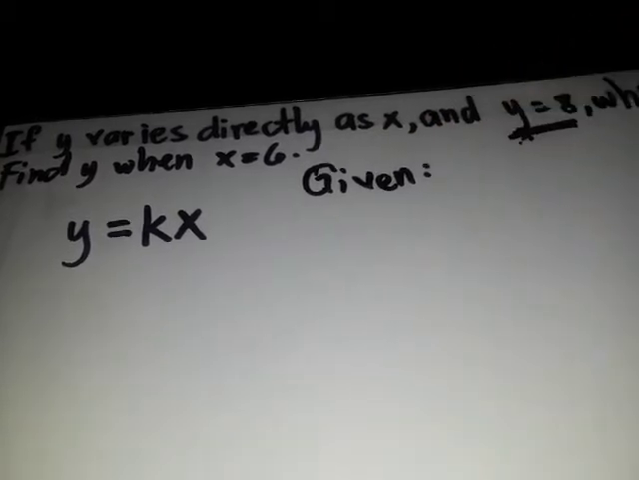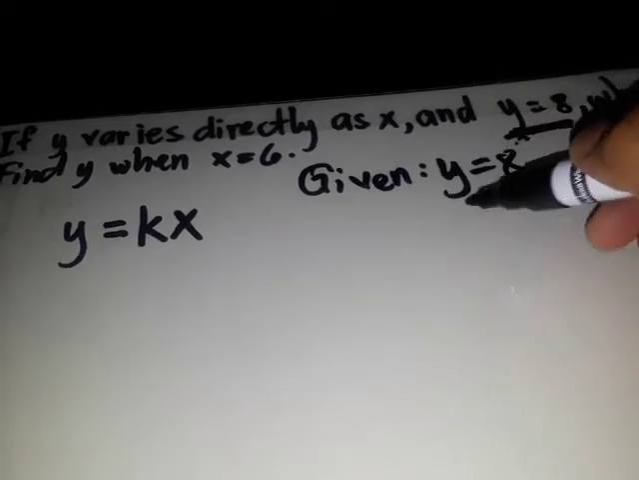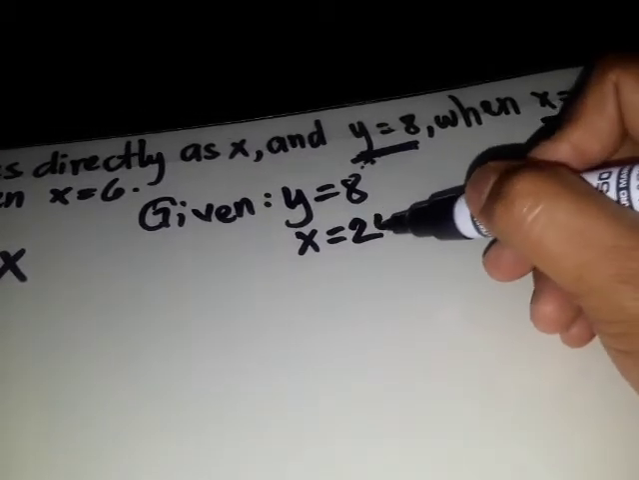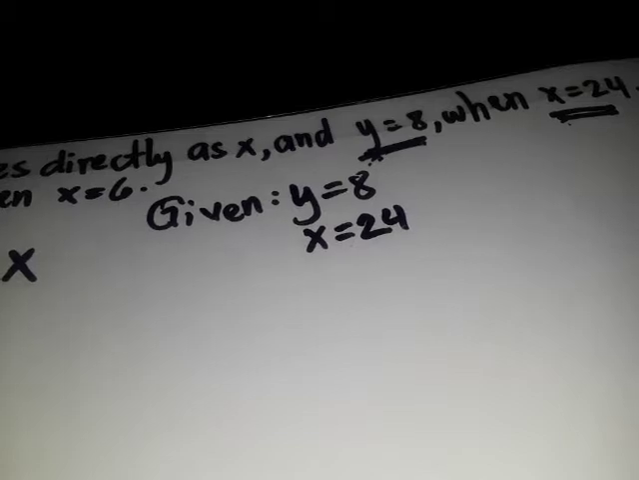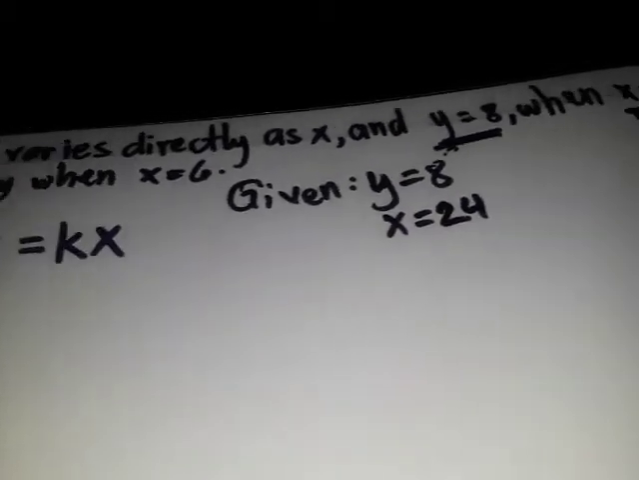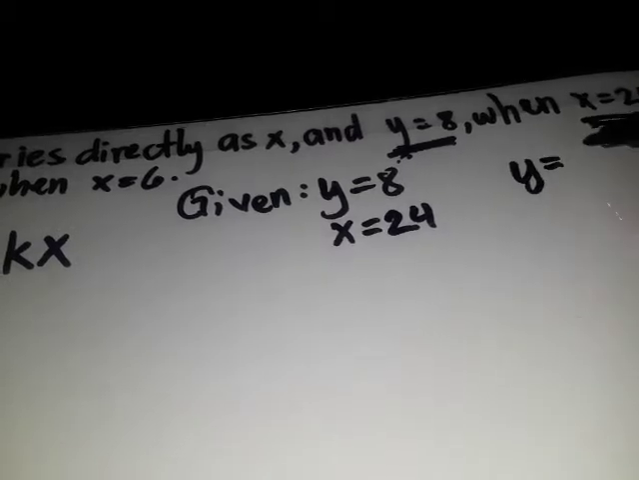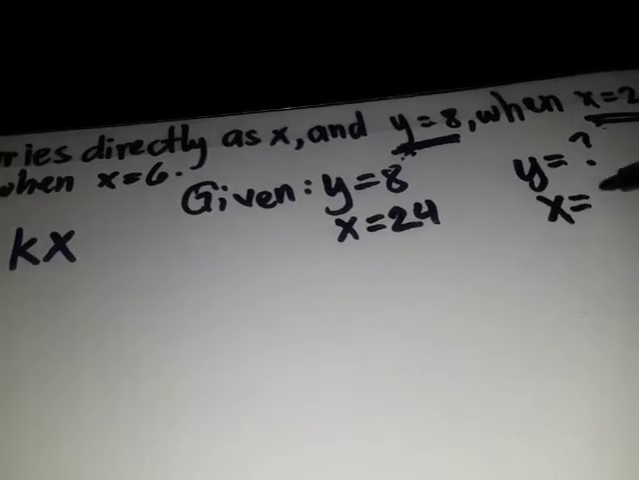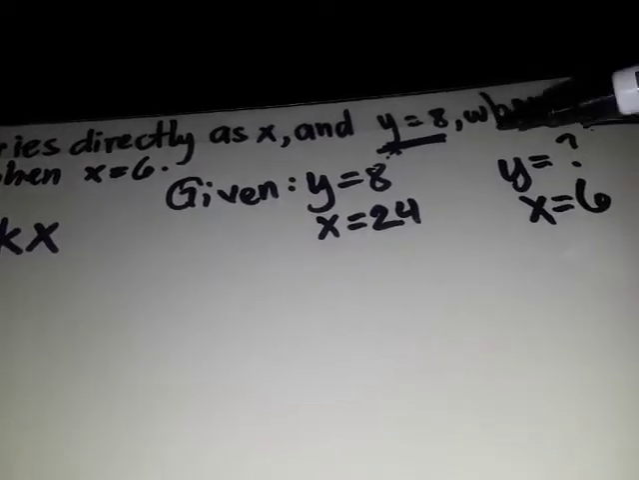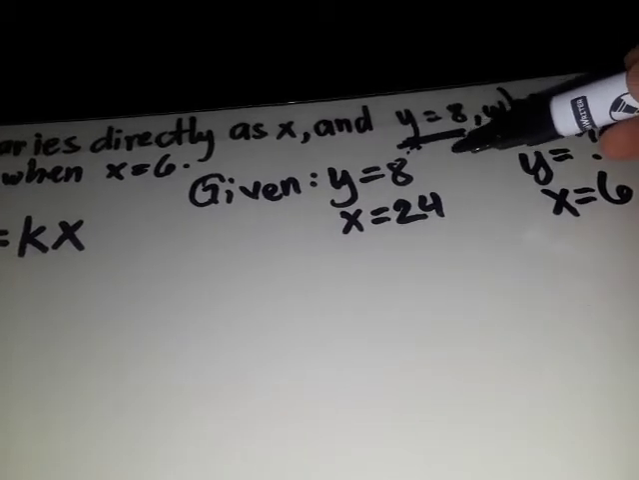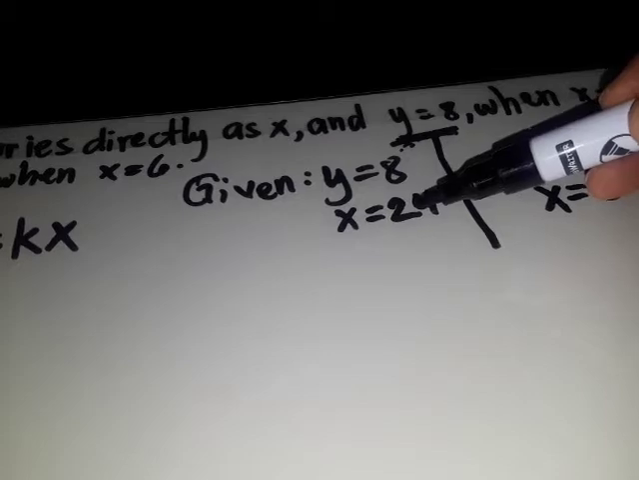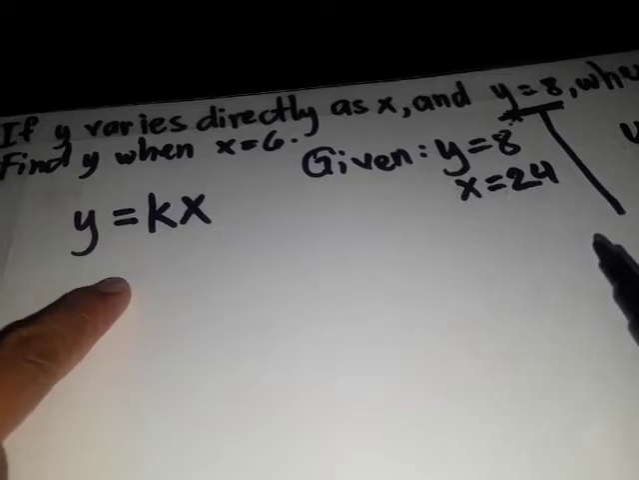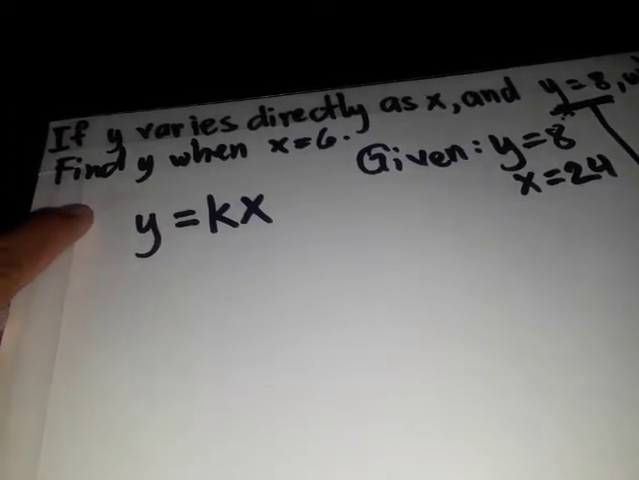Given y is equal to 8. x is equal to 24. Okay. Next, anong hinahanap natin? Y. Isulat natin. Y is equal to question mark, kasi yun ang hinahanap natin. And then x is equal to 6. So in here, ang gagamitin muna natin para makuha natin si k ay ang unang dalawang given, yung y at saka x. So substitute lang natin sa ginawa nating equation based on the given problem.